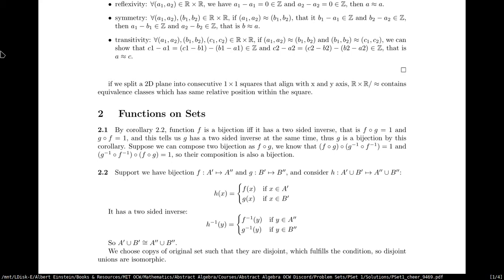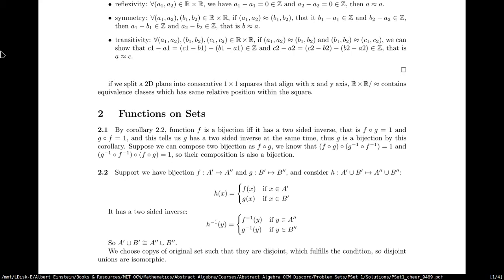So the third one is also pretty easy. If you have an isomorphism between A prime and A double prime, and similarly an isomorphism between B prime and B double prime, and A prime and B prime are disjoint sets, you have to show that the union of A prime and B prime is isomorphic to A double prime union B double prime, right?